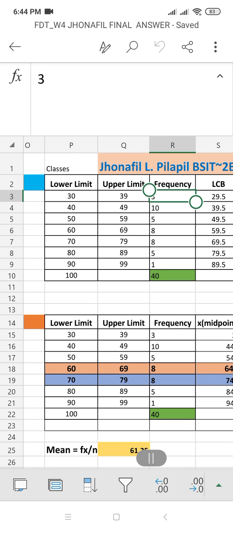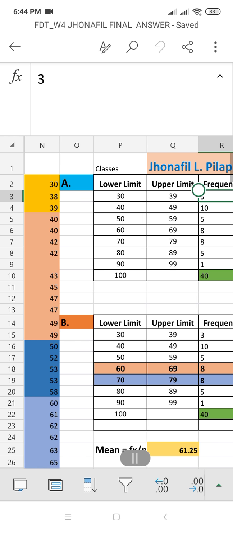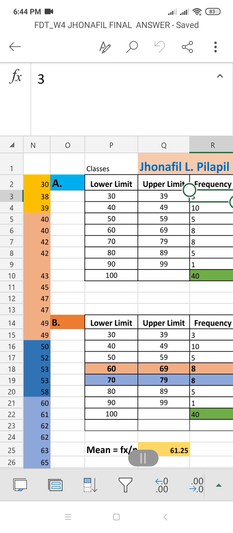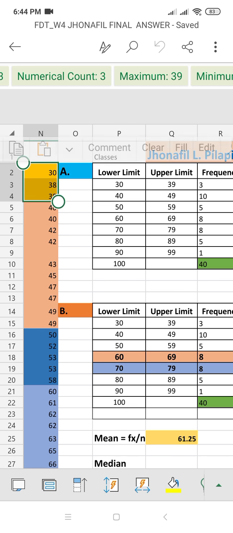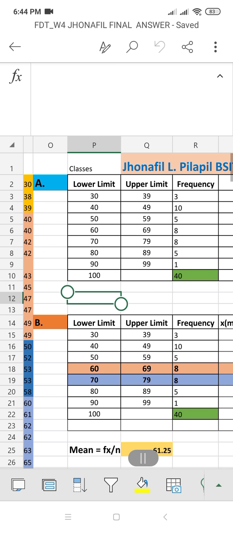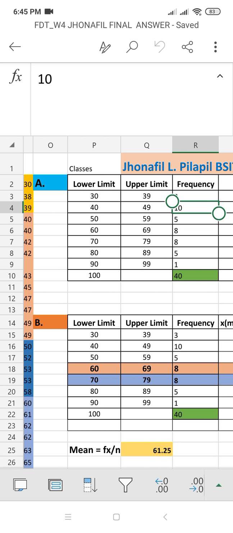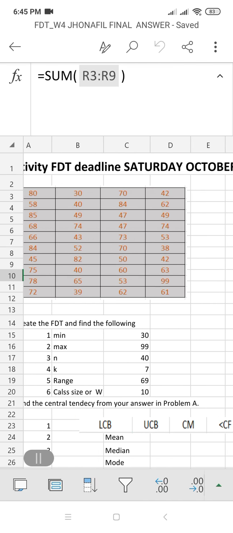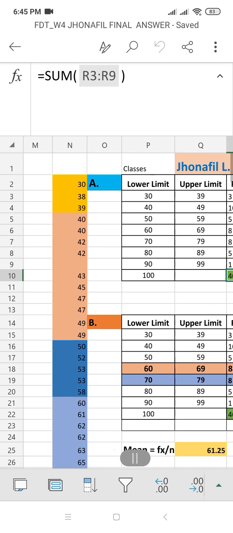Next is the frequency. Frequency is how many numbers there are when counting in the class. So in 30 to 39, we only have 3 frequency. Then in 40 to 49, we have 10. In 50 to 59, we have 5. Until 90 to 99, we have 1. And after that, we sum the frequency, and we have the sum of 40. So it's correct. We got the N, which is 40.